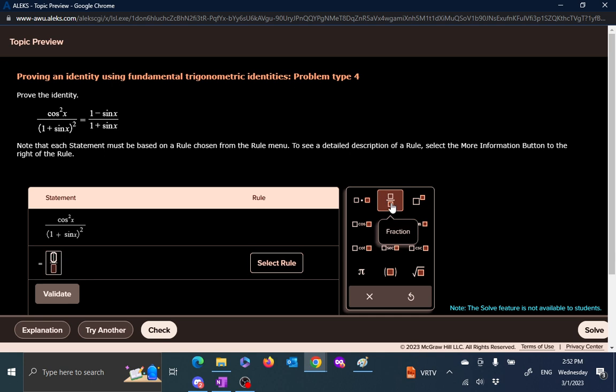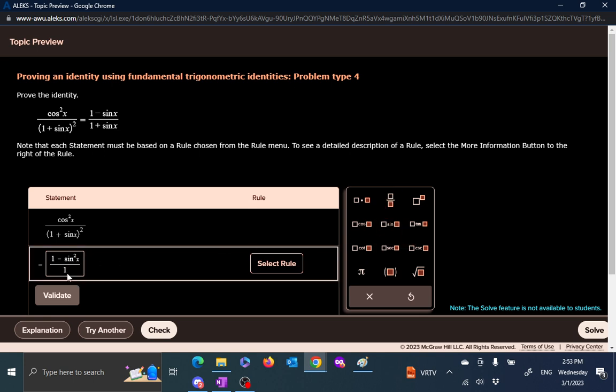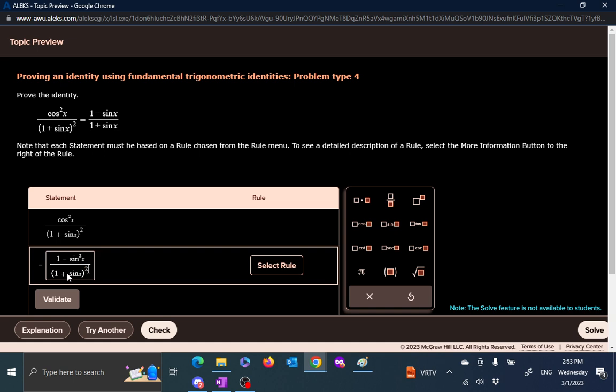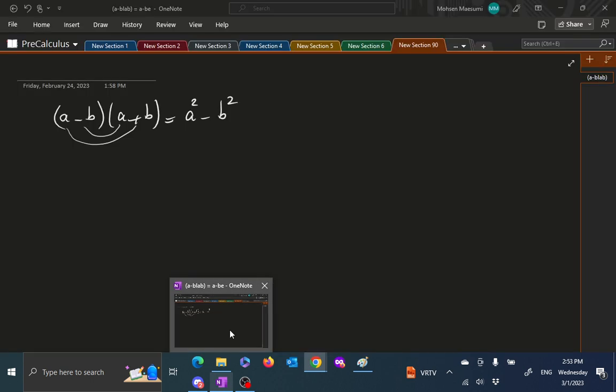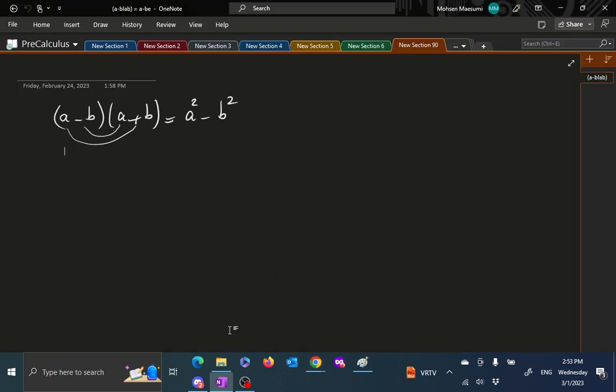So I'm going to use a fraction here, 1 minus sine squared of x, and in the denominator we have parentheses 1 plus sine of x, the whole thing squared. Okay, now we need an algebra step to simplify. There was an identity we used quite often. If you have a difference of two squares, how can you write it? You can write it as a product of the difference and the sum. Let's go ahead and explain it here. So that's this identity in reverse.